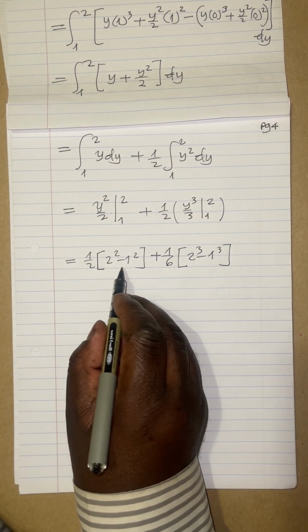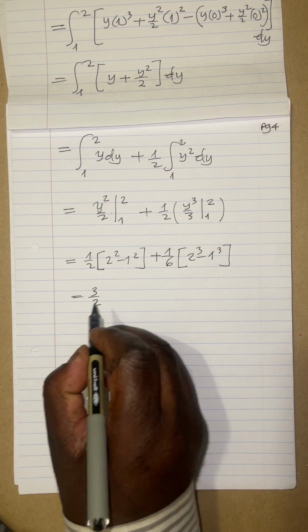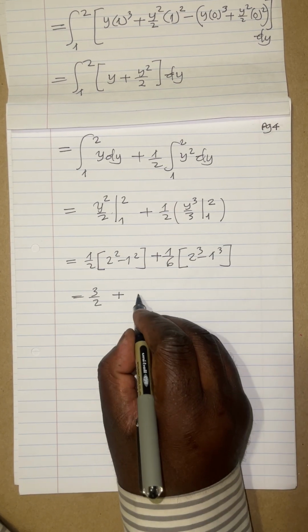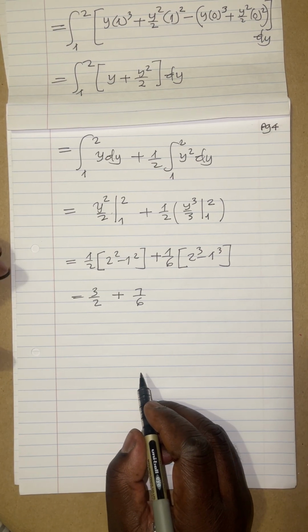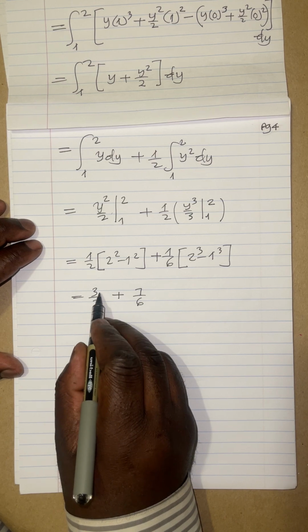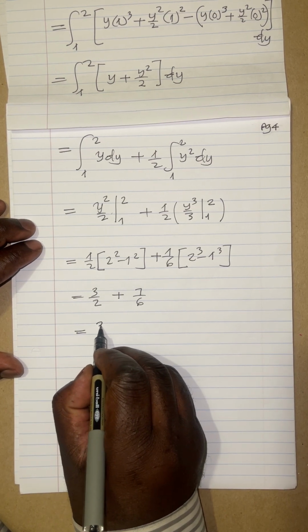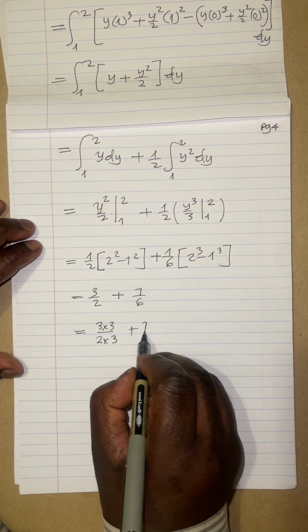Right. So this is 4 minus 1 is 3. So this is 3 over 2. And then I'm going to say plus. This is 8 minus 1 is 7. 7 over 6. Now let's simplify this. So how we simplify it, I'm going to change this to over 6, multiply by 3 and by 3. So that will be 3 times 3 all over 2 times 3 plus 7 over 6.